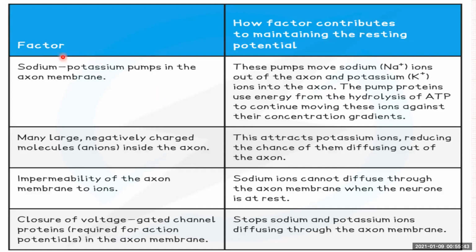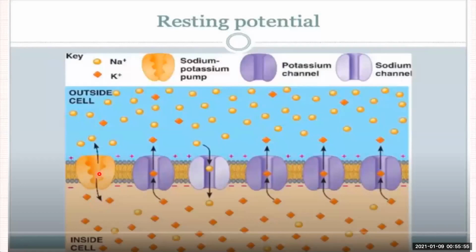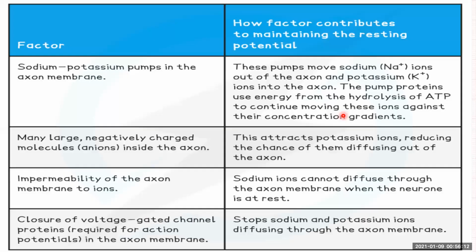First and foremost are the sodium potassium pumps in the axon membrane. These pumps pump sodium out of the axon and potassium ions into the axon, as we just saw in this part here. They pump 3 sodium ions out, and at the same time take 2 potassium ions inside. Now, this pump uses energy from the hydrolysis of ATP, because it continuously has to move these ions against their concentration gradient.